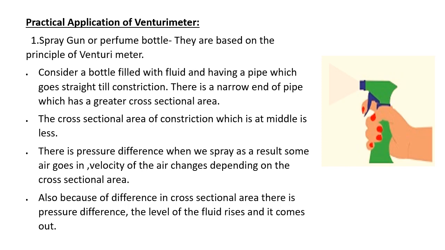Application: spray gun or perfume bottle. They are based on the principle of Venturimeter. Consider a bottle filled with fluid and having a pipe which goes straight till the constriction. There is a wide end of the pipe which has a greater area of cross-section, and the cross-sectional area of the constriction which is at the middle is less.